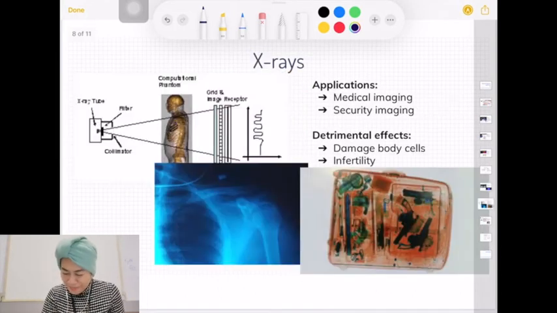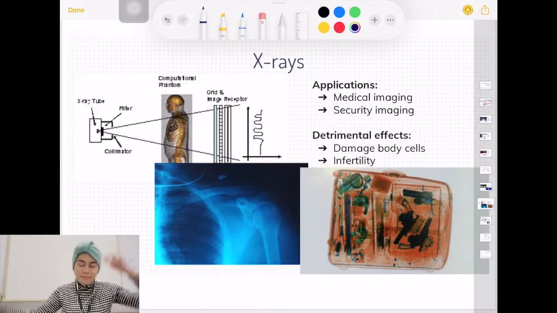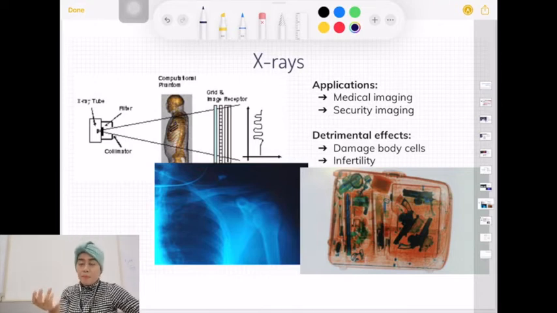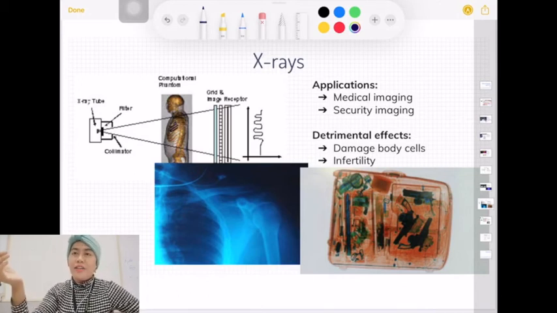Okay. And then next one is X-ray. So X-ray is very popular because all of you, I'm sure, have done this, for medical imaging and also for security imaging, like baggage checking at airports. All right. So how this works is that X-rays have very high energy, so they will be able to penetrate your skin and also your flesh.